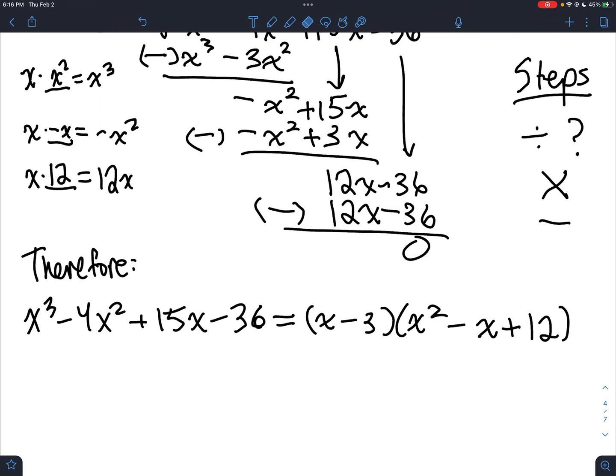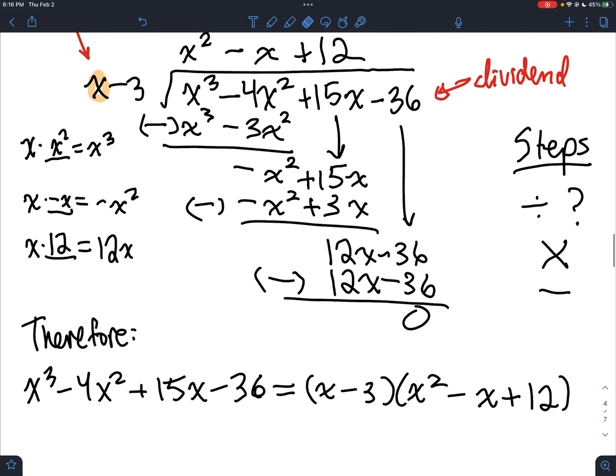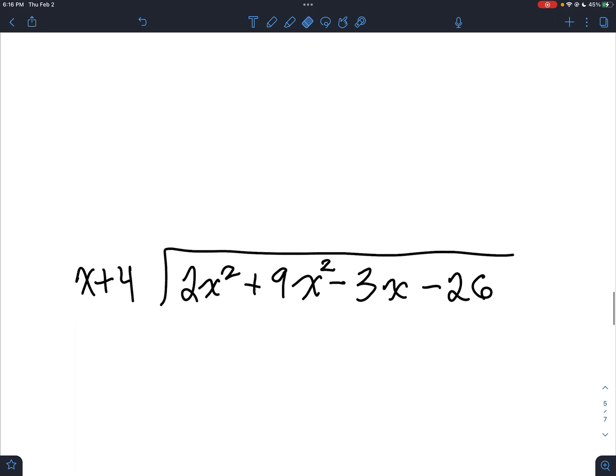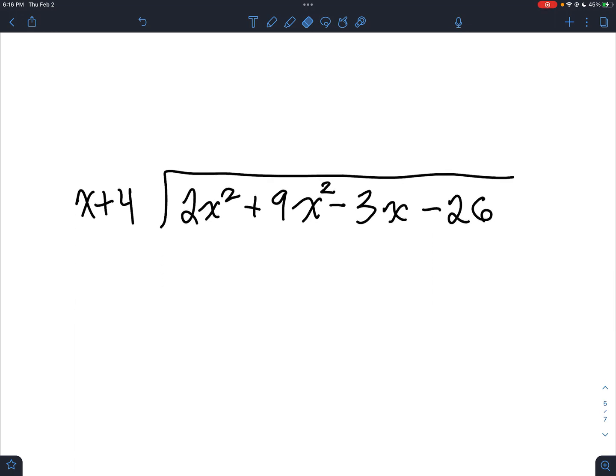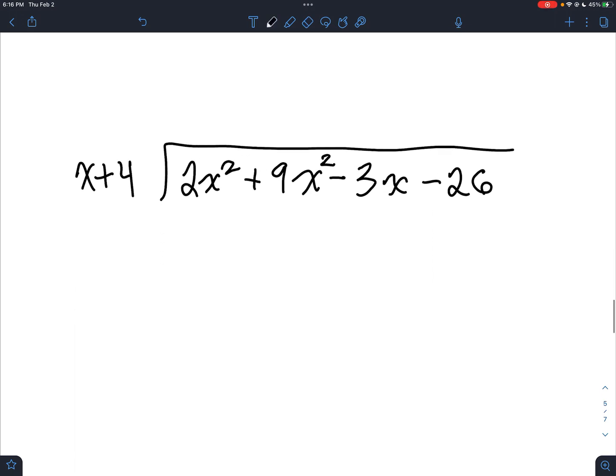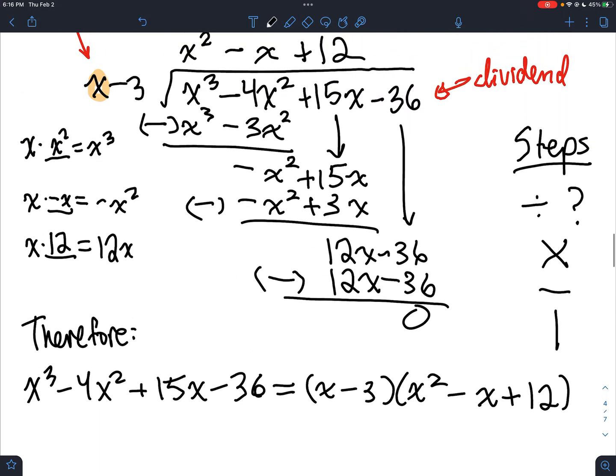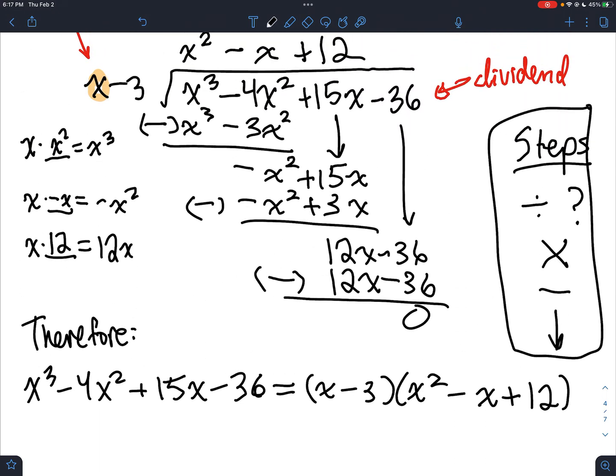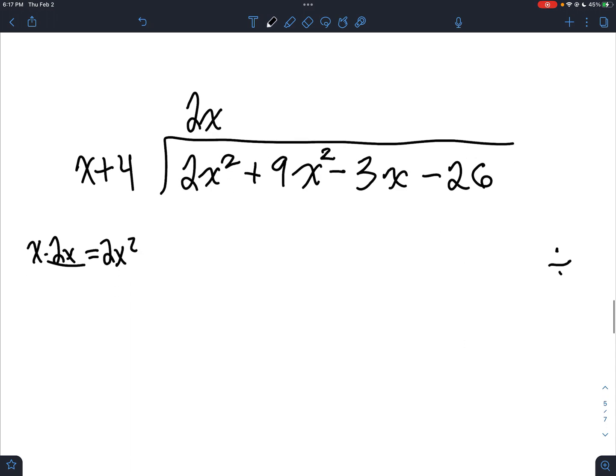But it is powerful because with cubics, it's kind of unfamiliar territory, right? So at least this is something that we can use to factor those. Factor by grouping can work with cubics, but only a handful. Let's try it again. So x times what is 2x squared? 2x. Multiply. So did I finish my steps? I don't think I did. And then bring down is the last step. Multiply.